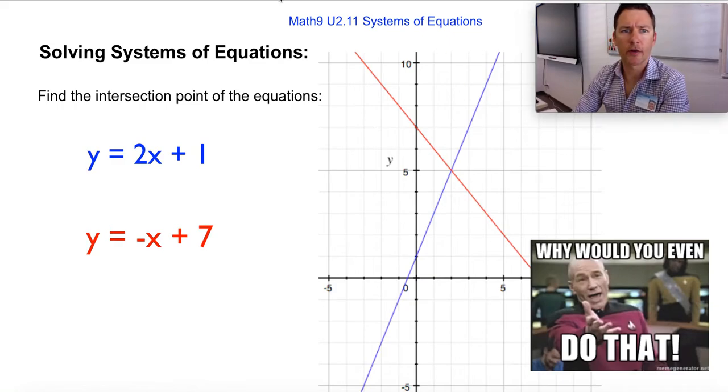Hey nerds, we're checking out solving systems of equations, or as the British call them, simultaneous equations, through substitution. There's three methods, but we'll get to that in a second.